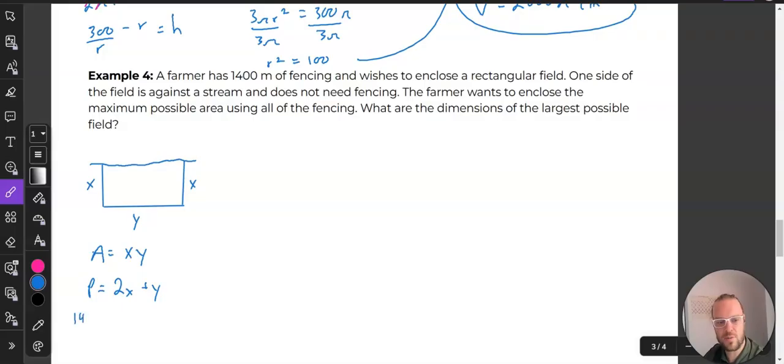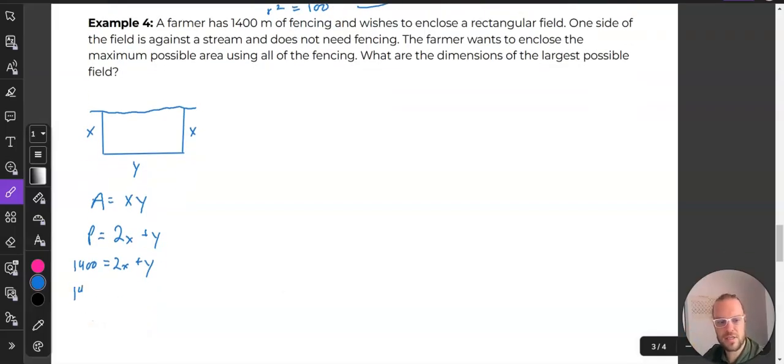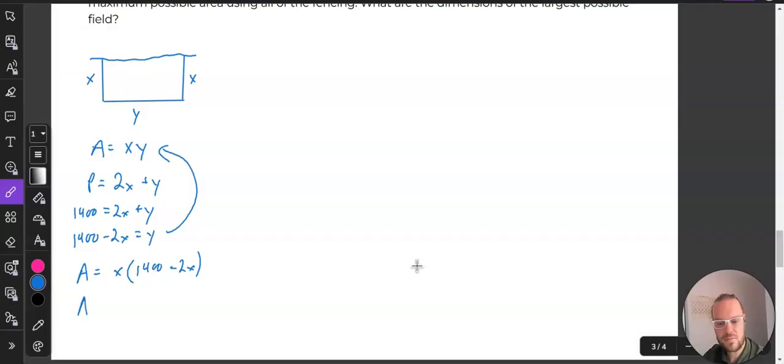But we know that that total perimeter is 1,400, because that's how much fencing we have or can afford or whatever it is. And so then, just like before, we're going to solve for y, so that then we can take that and plug it into our area formula. So our area is going to be x times 1,400 minus 2x. I always like to simplify those. So that's going to give us 1,400x minus 2x squared.